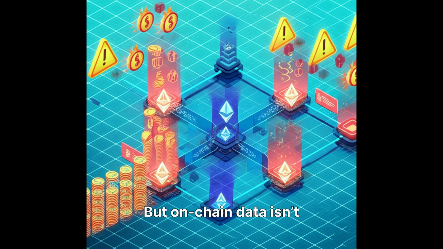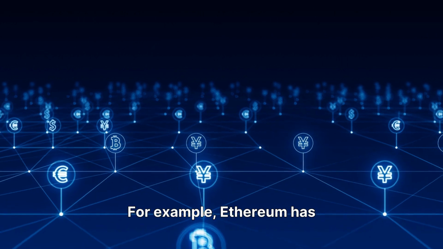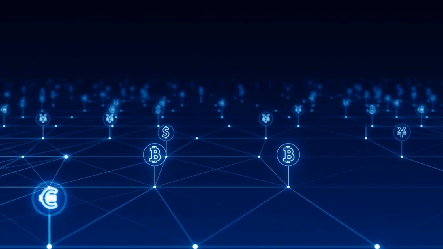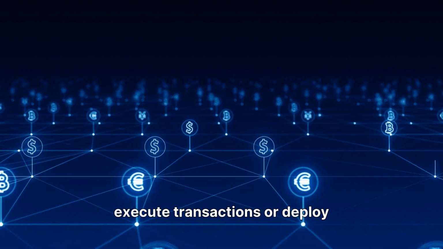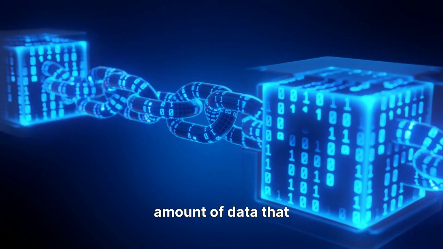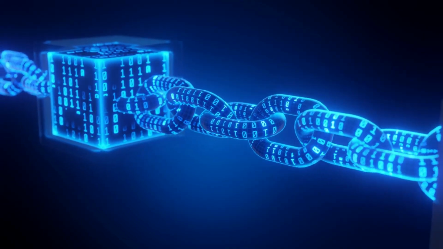But on-chain data isn't without its drawbacks. For one, it can be slow and expensive to store large amounts of data on the blockchain. For example, Ethereum has faced network congestion, leading to high gas fees when users try to execute transactions or deploy smart contracts. This can limit the amount of data that is practical to keep on-chain.